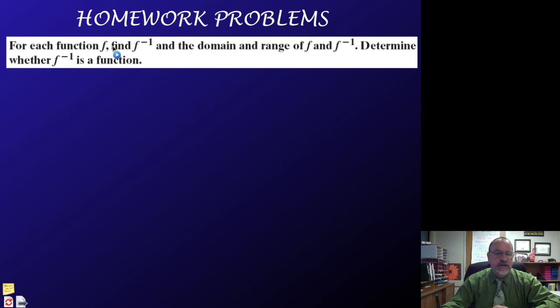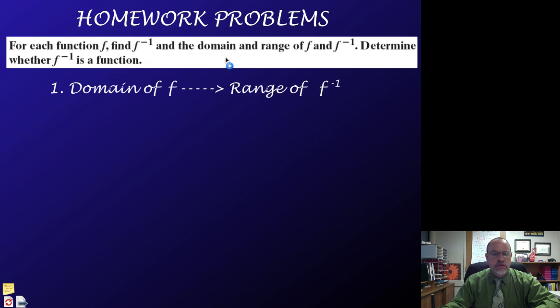The instructions you'll find in your book go like this. For each function f, they're going to give us a function, they want us to determine what the inverse of that function is. And then they want us to determine the domain and range of both the original function and the inverse function, and then to determine whether that inverse relation is actually a function or not. So this is kind of a four-step process.